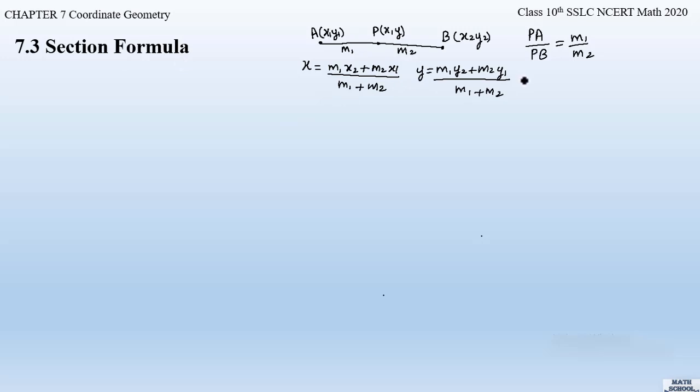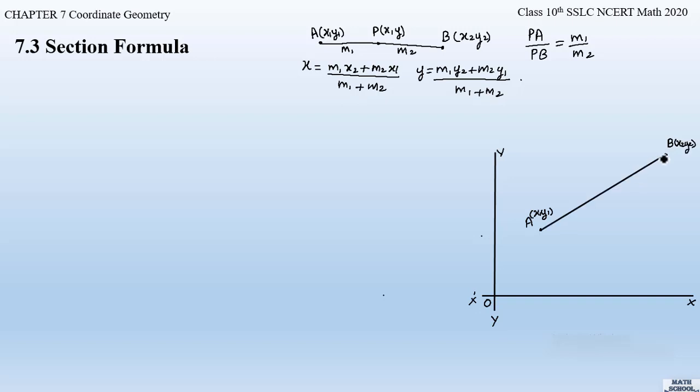Now let us consider the x-axis and y-axis so that you will have a better understanding. Let this be the x-axis, X and X dash, and this be Y and Y dash, with this as the origin. Now let us consider 2 points A and B with coordinates x1, y1 and x2, y2. Let us join the line AB. Now consider another point P between A and B with coordinates x, y. This point P divides AB internally in the ratio m1, m2.